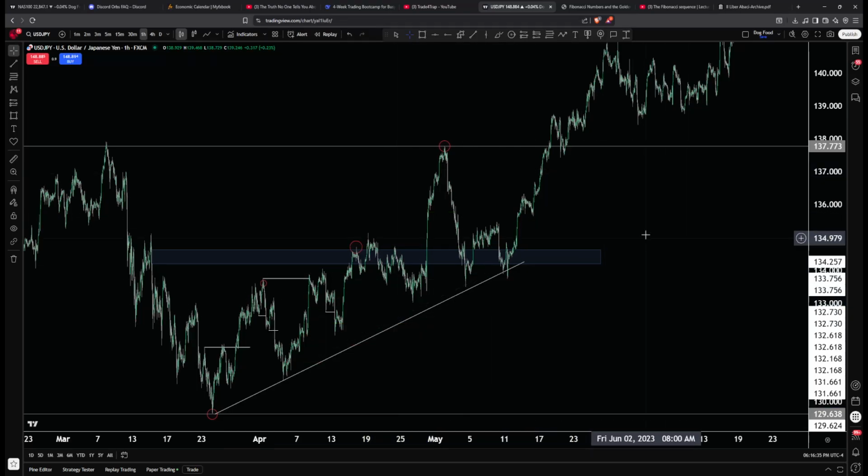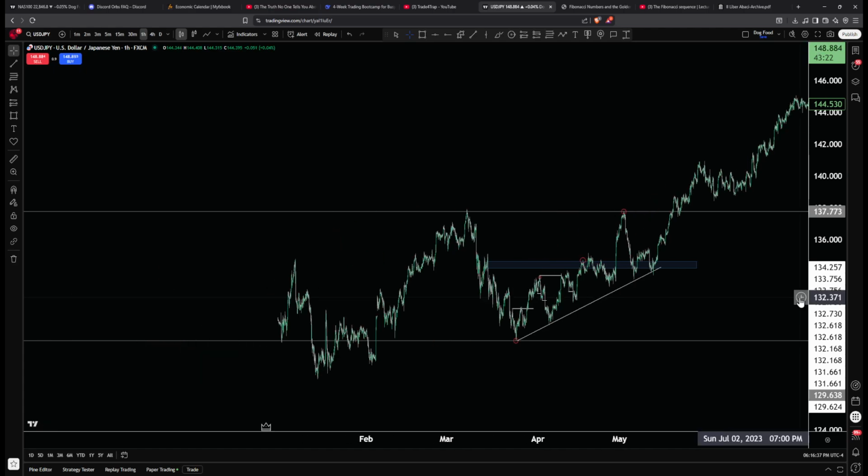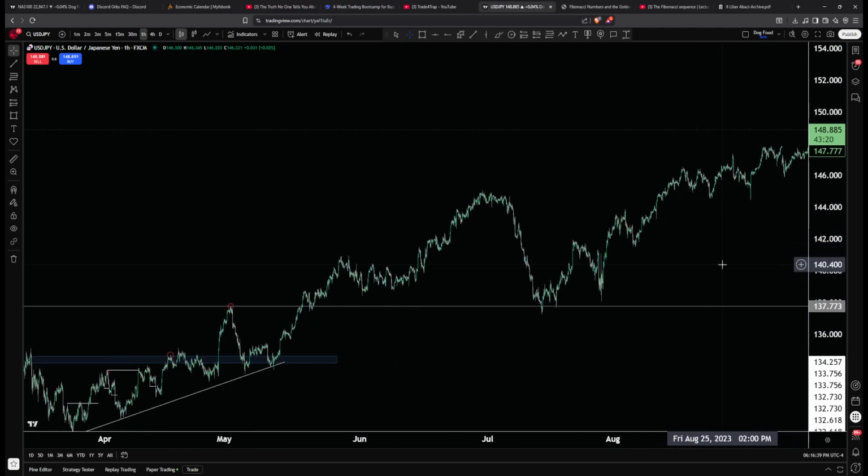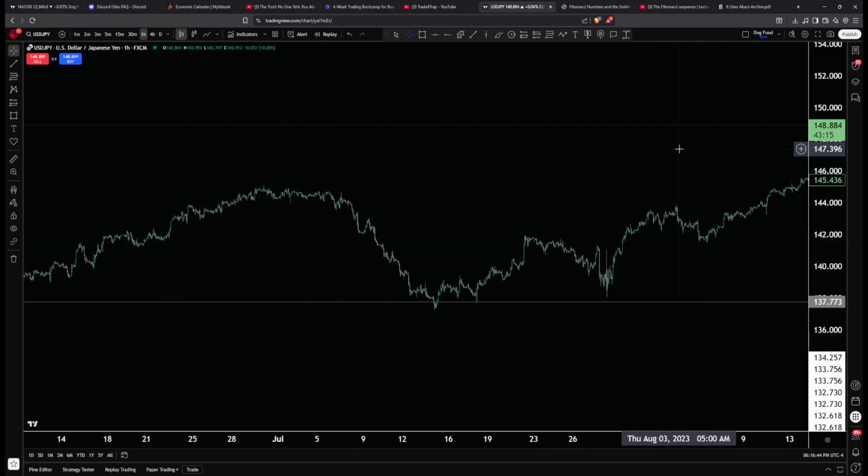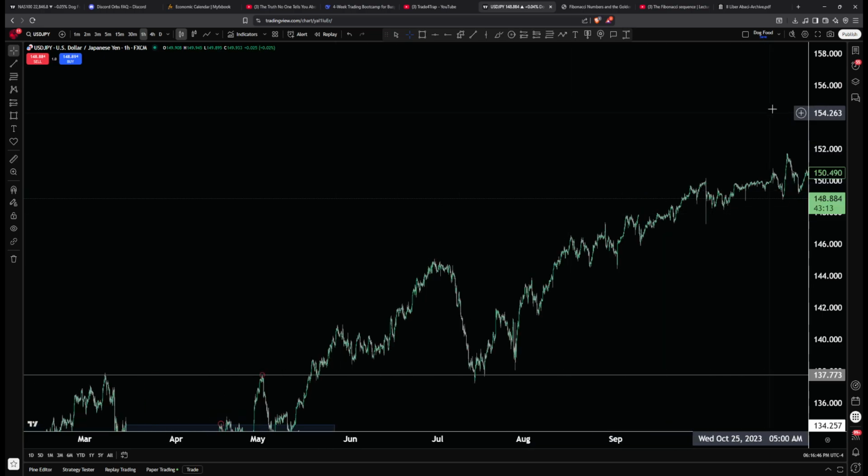You can see it play out every time a high gets broken. It's going to retest and give you a better price to enter at. So we'll go more into some psychology. I hope that made sense.